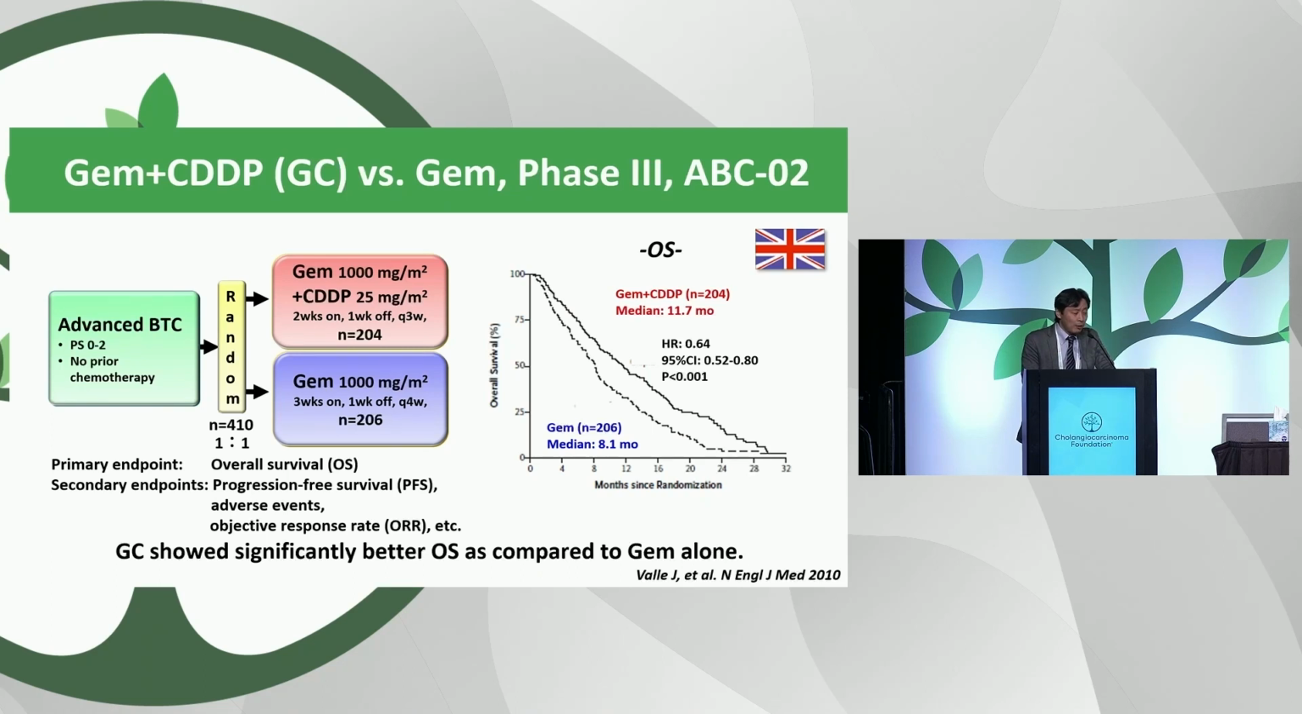This is a phase 3 trial of GemCis versus gemcitabine, the ABC02 trial. The study subject was advanced biliary tract cancer with performance status of 0 to 2. No prior systemic therapy, randomly assigned to a GemCis arm and a gem mono arm. Median overall survival was 11.7 months in GemCis arm and 8.1 months in gem mono arm. Hazard ratio was 0.64, p-value was less than 0.001, so GemCis had a significantly better overall survival as compared to the gem mono.